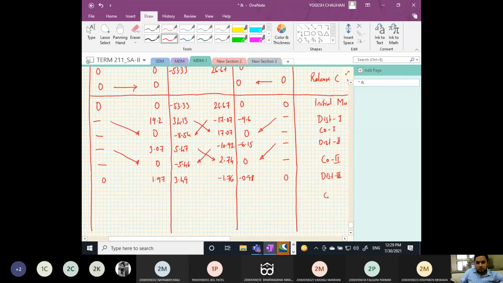Then carry over 3. This will be carried forward here, 0, this will be carried forward here, 0, half of this will be here, half of this will be here, so it will be minus 0.88 here, and 1.75. Okay, this is dash, this is dash.